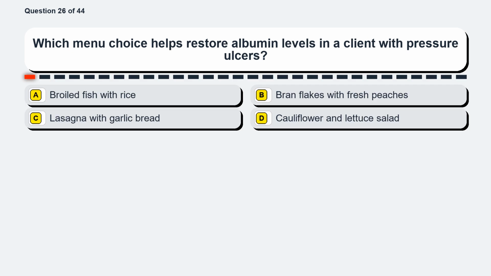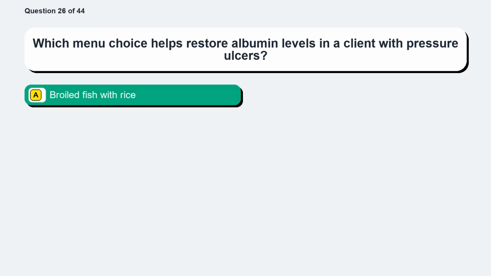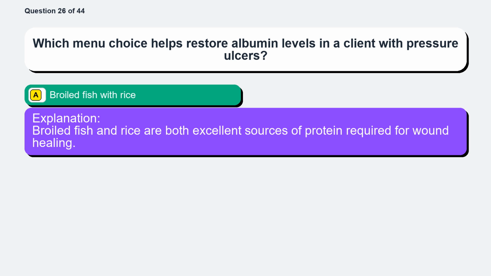Question 26. Which menu choice helps restore albumin levels in a client with pressure ulcers? Option A, broiled fish with rice. Option B, bran flakes with fresh peaches. Option C, lasagna with garlic bread. Option D, cauliflower and lettuce salad. The correct answer is option A, broiled fish with rice. Broiled fish and rice are both excellent sources of protein required for wound healing.